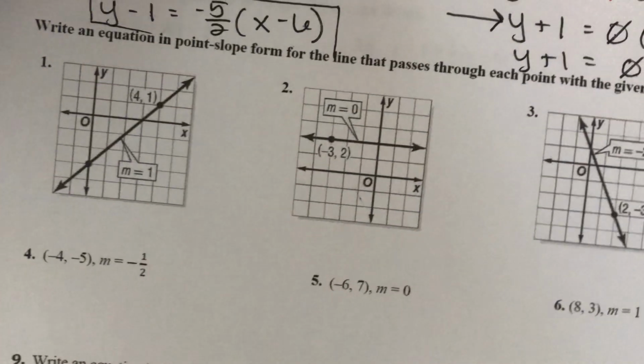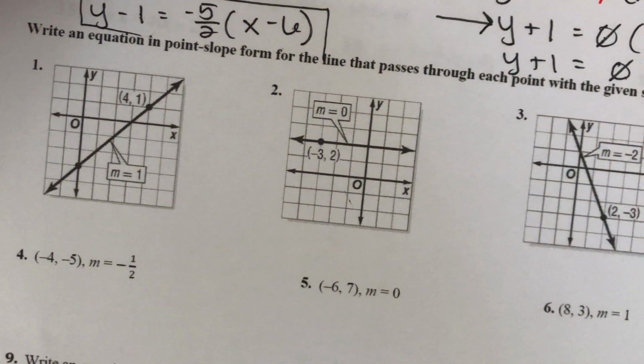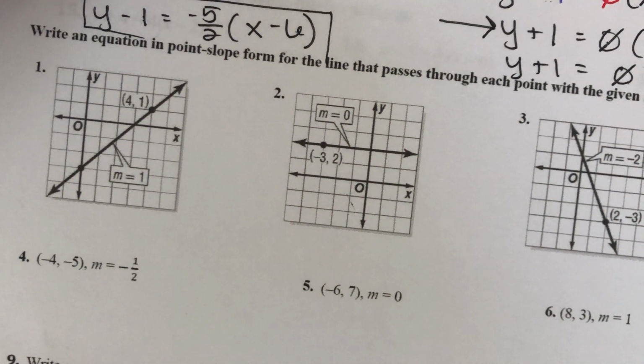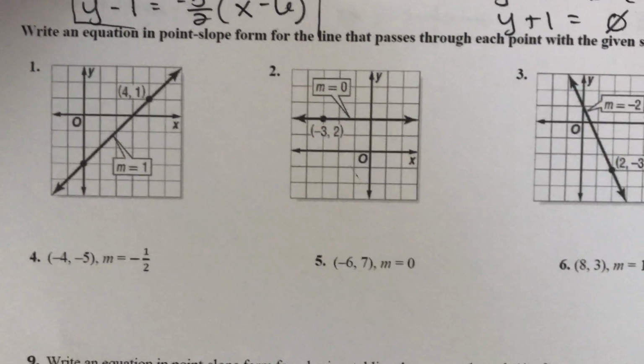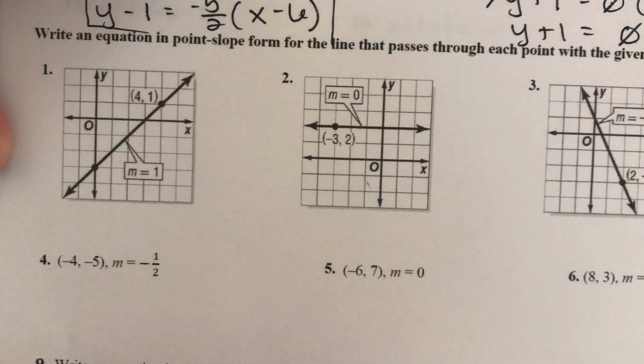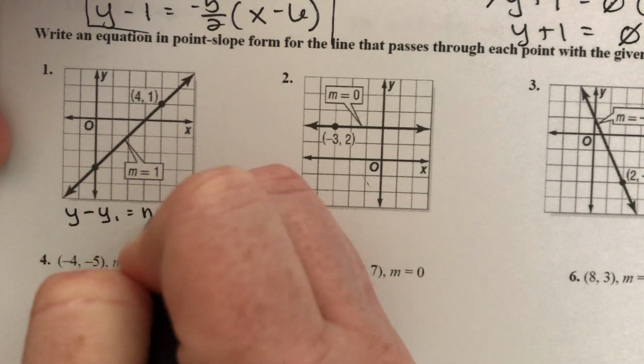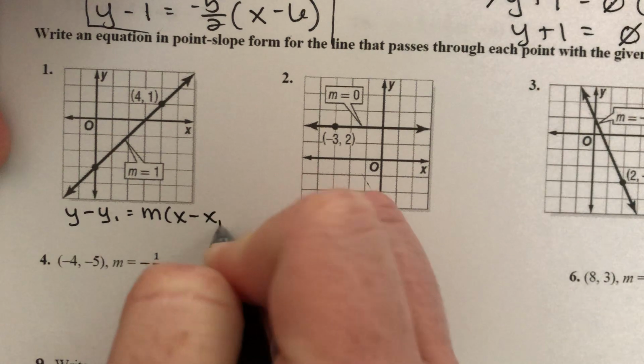So hopefully that clarifies slope a little bit. You are going to see that some in this lesson and lessons moving forward. Okay, so we have: write an equation in point slope form for the line that passes through each point with the given slope. Point slope is you just need 1 point on the line and the slope on the line, right? So again, I've got y minus y1 equals m times x minus x1.